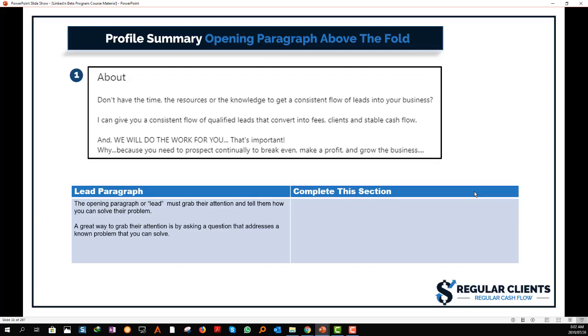Because you need to prospect, continue to break even, make a profit, and grow the business. Okay, most people know that, but sometimes you just have to state the obvious. So I've closed the loop there. So very, very important. Use your client critical, grab them by the throat, get them to click on the read more button. Okay, that's your lead paragraph.